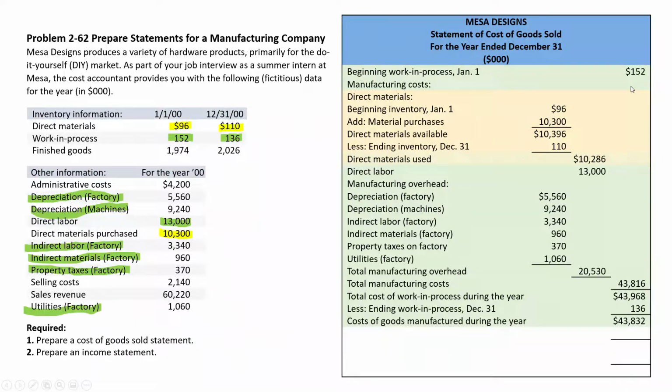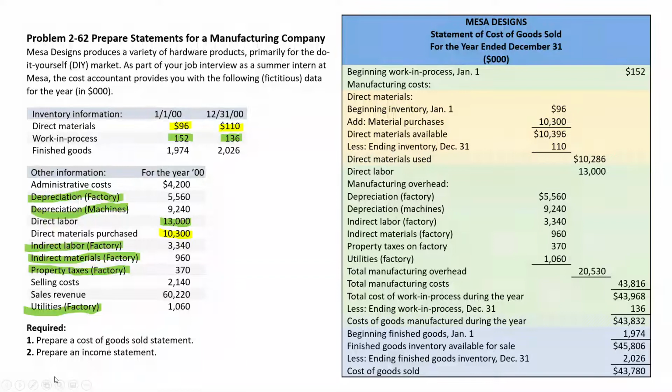Finally, I know it's way far up here. When I add it to the beginning balance of work in process of 152, I get total cost available in work in process of $43,968. When I subtract out the ending balance in work in process of 136, I get what is withdrawn from work in process and taken to finished goods, which is called cost of goods manufactured, and that is 43,832. Hang on, we are definitely in the home stretch, so bear with me here.